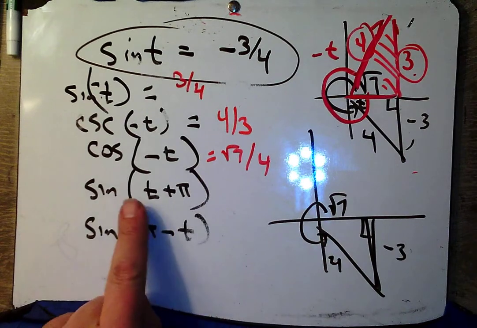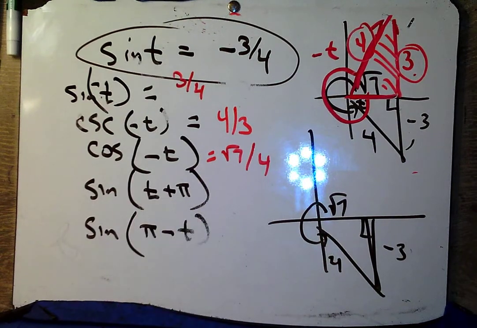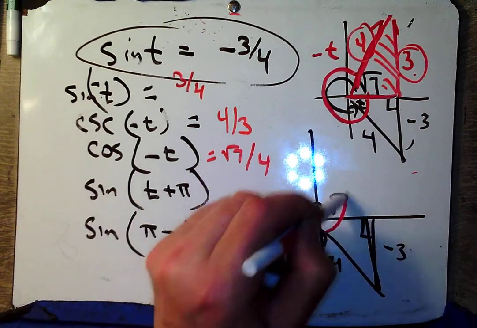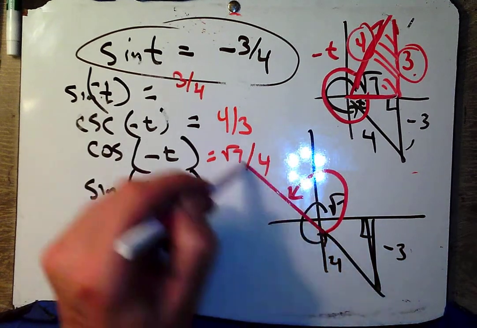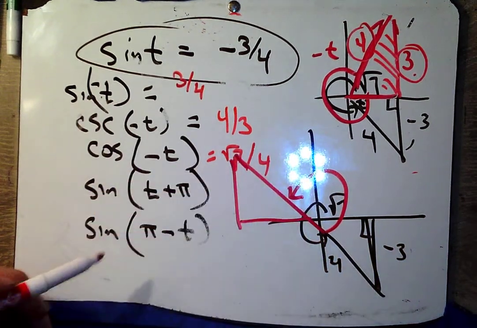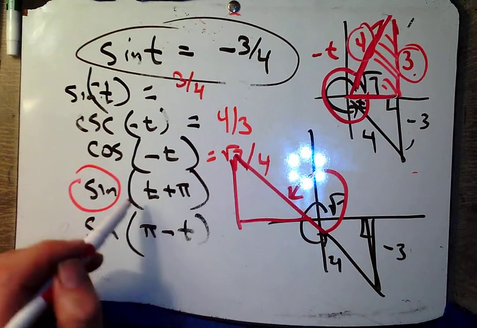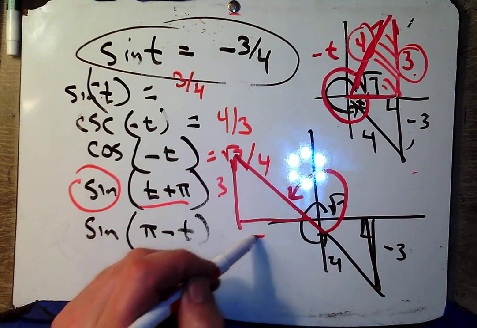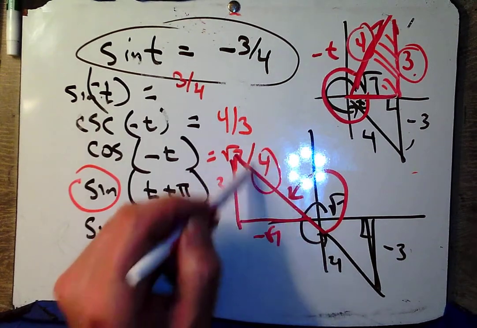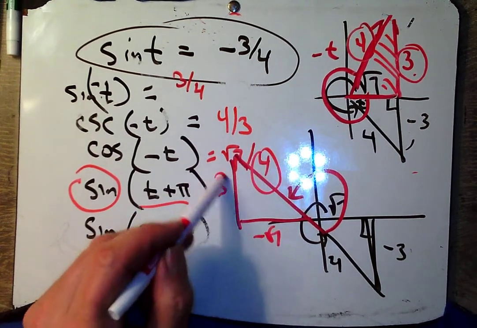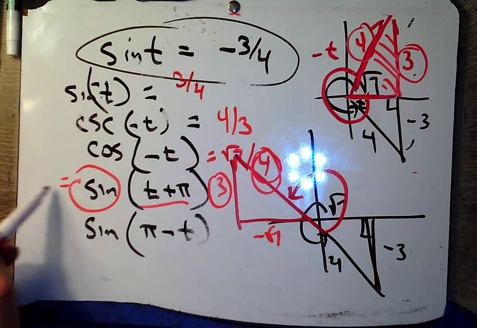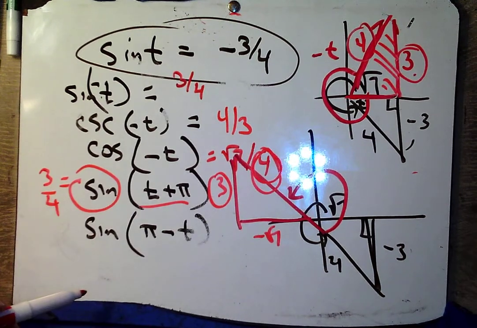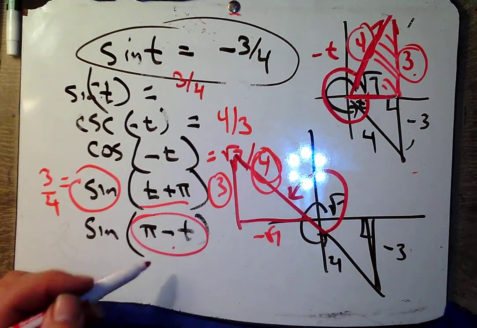And now we're saying, hey, what if I add pi to that t? Okay, well, from this point, I'm going to go halfway around, and now I'm over here. What can we say about the sine of t plus pi? Well, this is now positive 3, this is negative root 7, and there's a 4. And the sine here, ooh, positive 3/4. Oh, nice. And here, look, pi minus t.